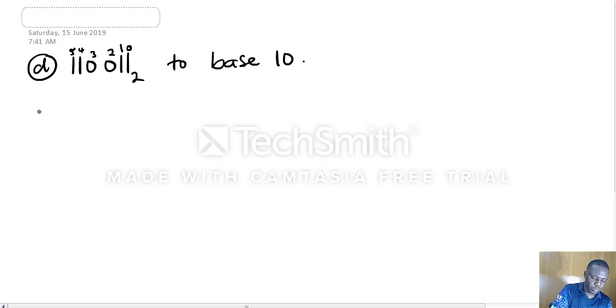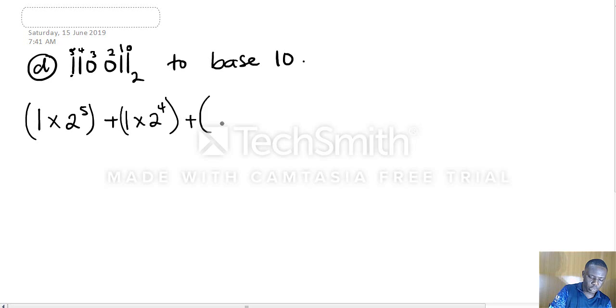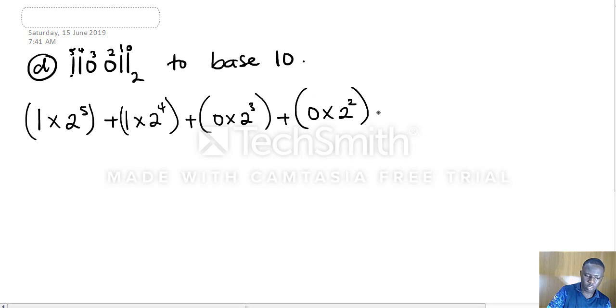So for example, this becomes 1, which is the first digit, 1 times 2 raised to the power 5 plus 1 times 2 raised to the power 4 plus 0 times 2 raised to the power 3 plus 0 times 2 raised to the power 2 plus 1 times 2 raised to the power 1 plus 1 times 2 raised to the power 0.